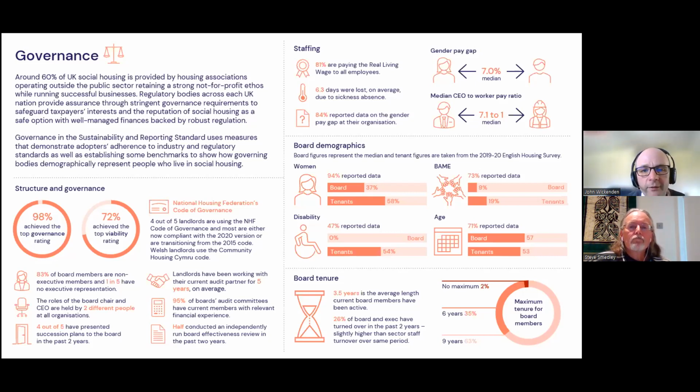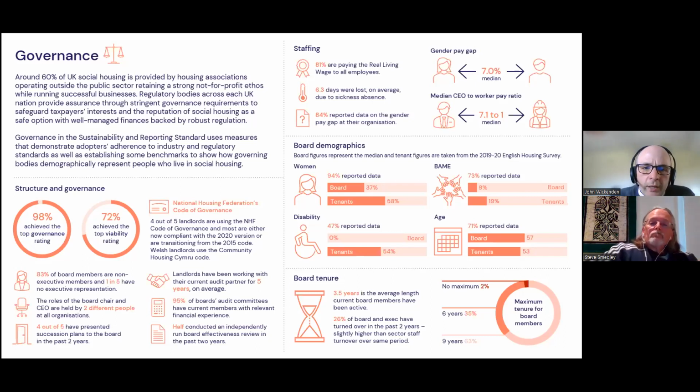Board demographics. This is one where it was really interesting because there were just so many that were silent on it. They either didn't have any BAME people on the board, or were silent on whether the board members had a disability. I thought it's quite an easy thing to publish, but not many landlords actually did so.